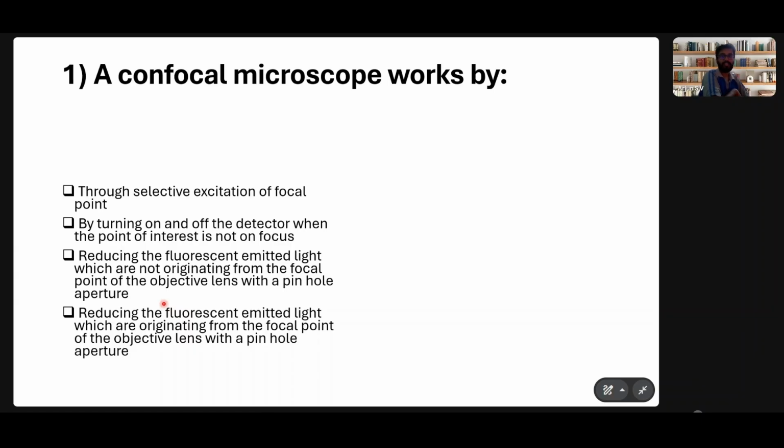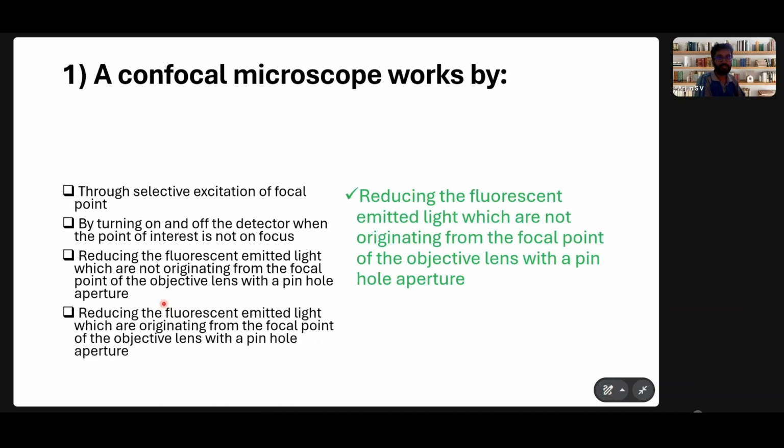Yeah. So basically, confocal microscope, as we know, is a focal point based technique, and if you compare all the other options, you can see that the regular microscopy technique also does. So what a confocal microscope does is it reduces the fluorescent light which is not originating from the focal point of the objective lens, basically where our sample is kept, with the pinhole aperture. All that light can't pass through the pinhole aperture except for the sample in focus. So all this background light is reduced. So the correct option is option D. Sorry, option C.